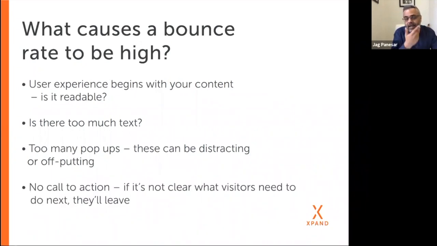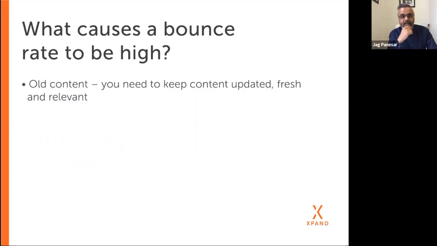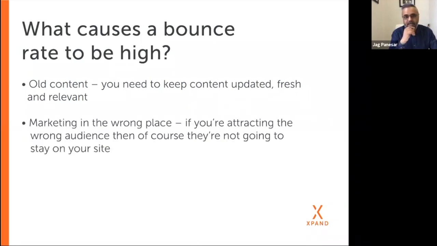Or no call to action. If it's not clear what you want people to do, if there isn't a clear button of where you want people to go or what you want them to do next, that can cause people to just leave. It's so easy to click on the back button these days because we've got an 8-second attention span. Old content, if you go to a website and the information is outdated, that's a dead cert way of getting someone to click away from it. So the information needs to be up to date.